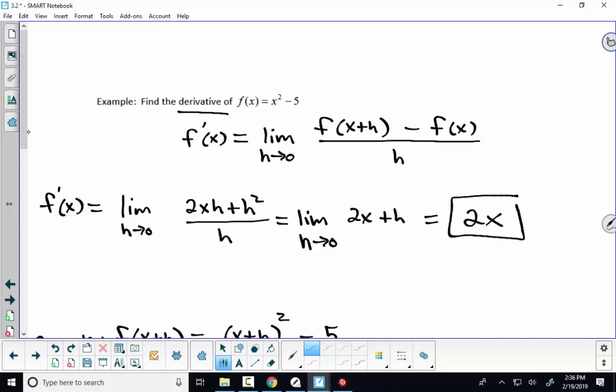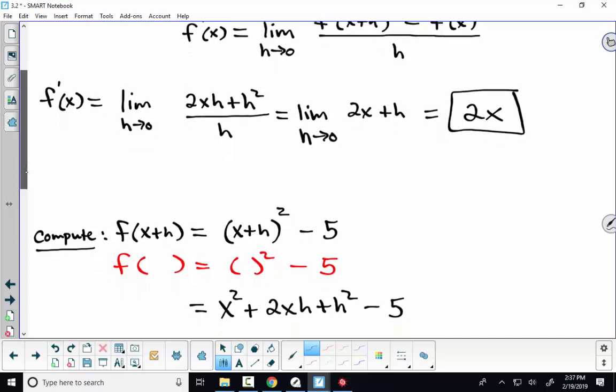So just like we mentioned, this thing outputs a function of x. It's 2x. So is that the slope of the tangent line? It's the derivative. The slope of the tangent line is partially correct. This is the slope of the tangent line on x squared minus 5 for any value of x. So our derivative is just 2x.